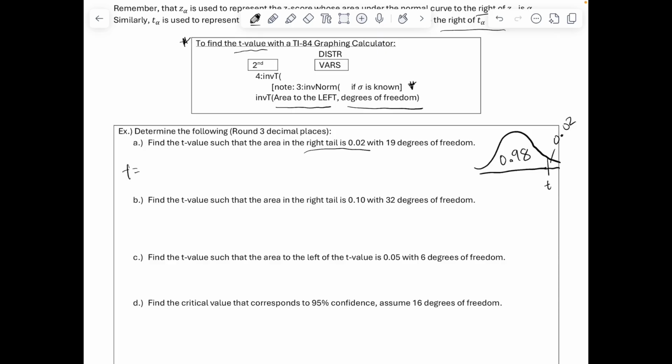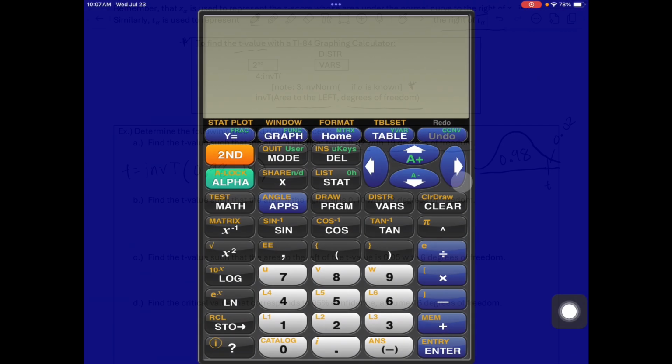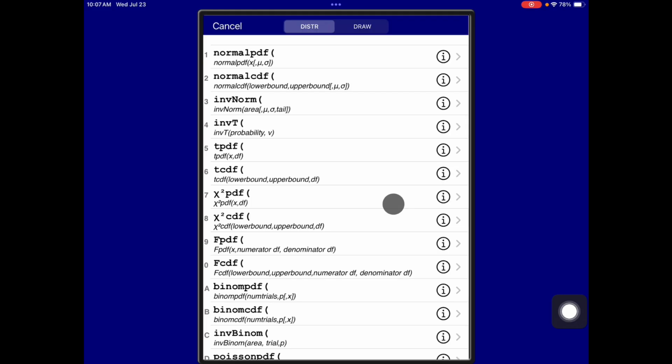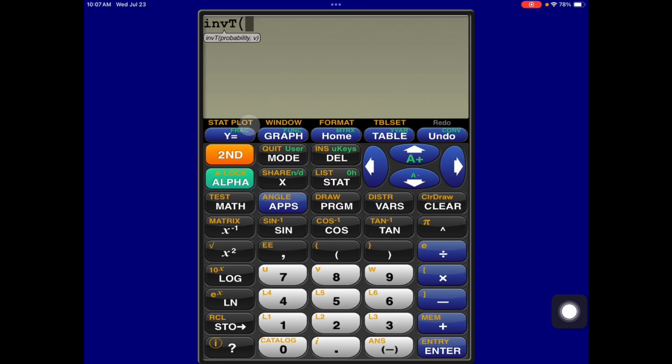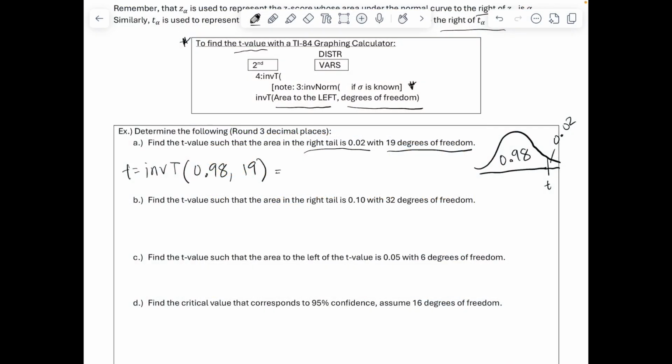And so in order to find our t-value, we are going to use inverse t. We do not know our population standard deviation, so I am not going to use inverse norm. Area to the left is 0.98, and then 19 degrees of freedom are given to us. On the graphing calculator, we're going to go to second vars, and then go to inverse t, invT, and area to the left is 0.98, comma, degrees of freedom is 19. Close your parentheses and select enter. So from our graphing calculator, we get a value of 2.205.